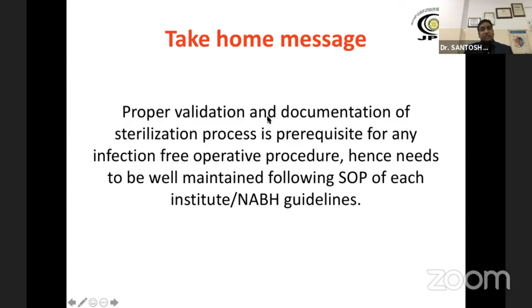So the proper validation and documentation of sterilization process is the prerequisite for any infection-free operative procedure. Hence it needs to be well maintained following the SOP of each institute in adherence with the NABH guidelines.